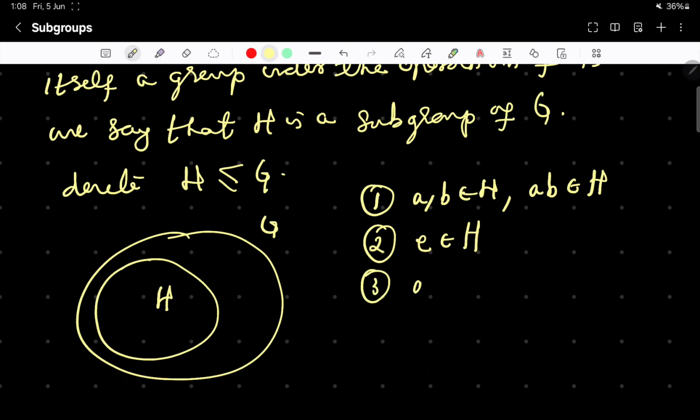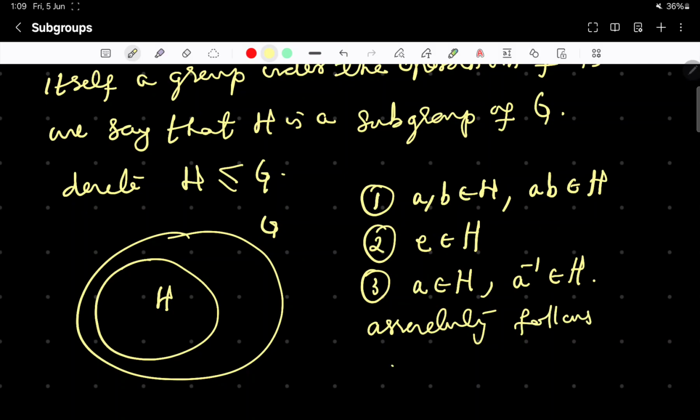Third thing, for any element A in H, A inverse should also belong to H. Okay, and associativity should be there. So associativity follows from G, so that need not be checked.